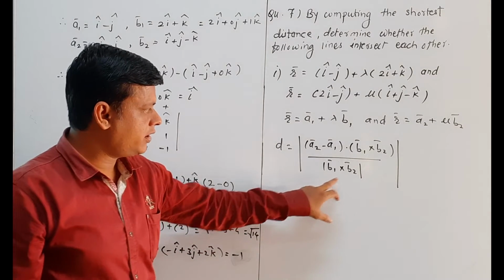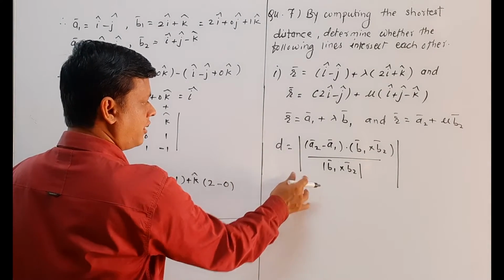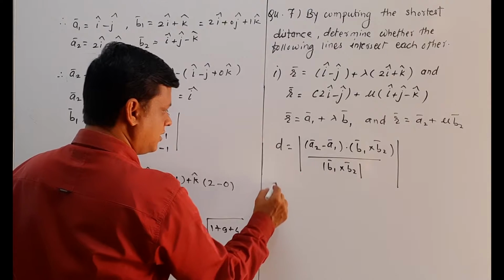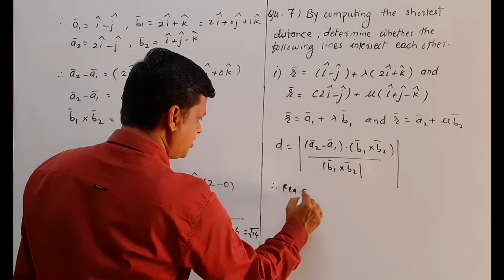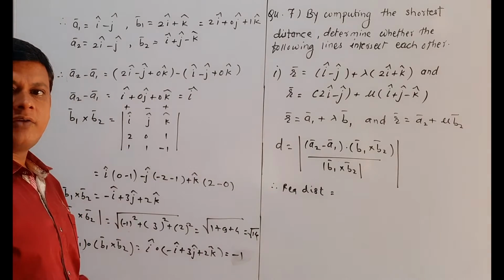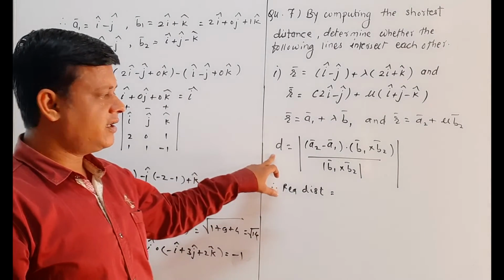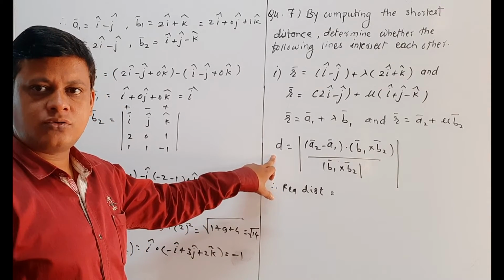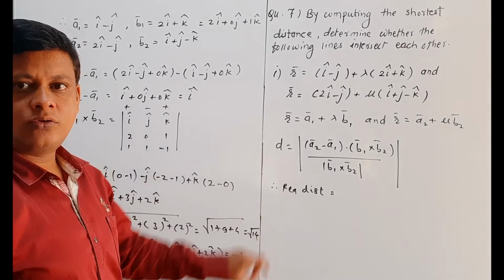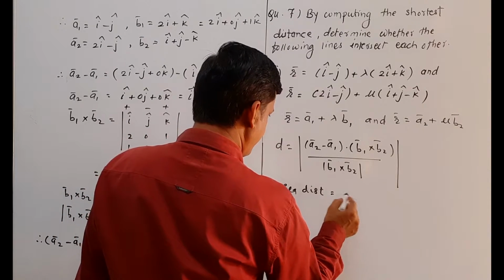We calculate the denominator. So using this formula for shortest distance between the lines, first we find the required distance. If that distance equals 0, then the lines intersect. If the distance is not equal to 0, that means the lines do not intersect. So we find the distance here.